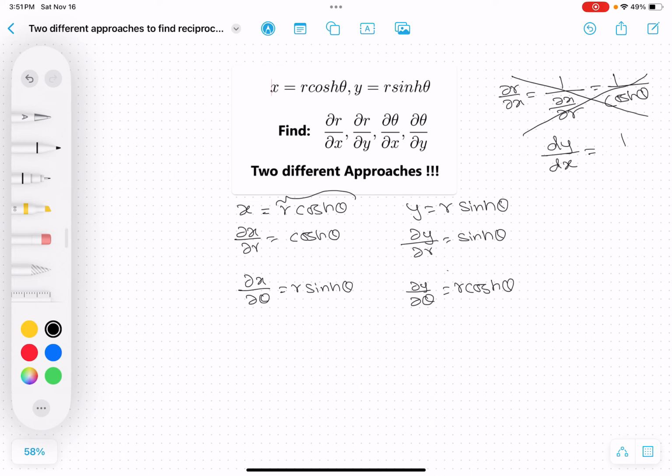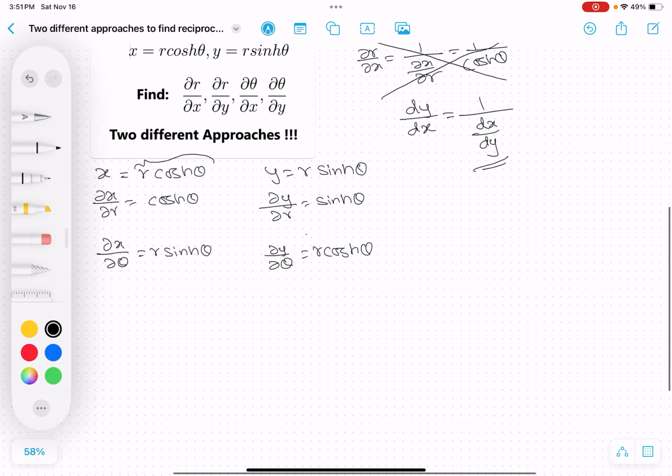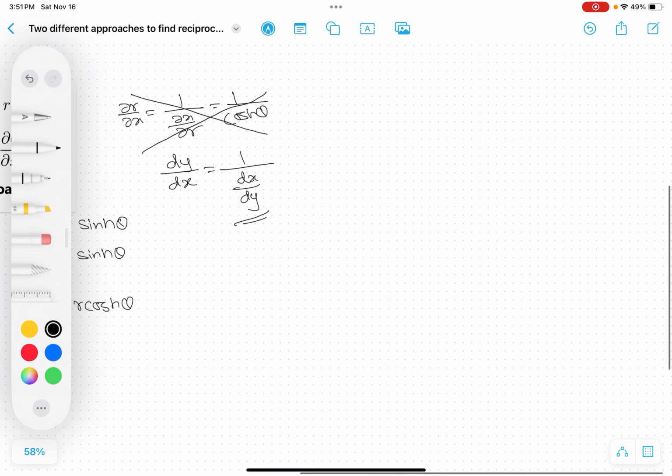If it was dy by dx, then it would be true that it will be equal to the reciprocal of dx by dy, right? But this is not true in partial derivatives. Let me just show you a counter example. Let's say x is equal to u plus v and y is equal to u minus v. Now in this case, if you want to express u and v in terms of x and y, if you just add those two, you get u equals x plus y by 2. And if you subtract those two, you will get v equals x minus y by 2.